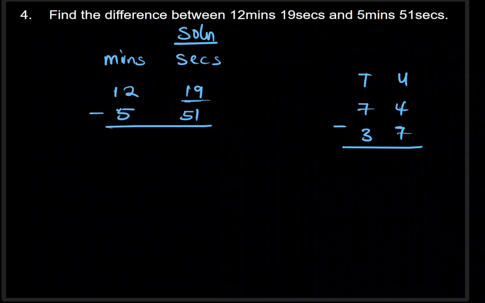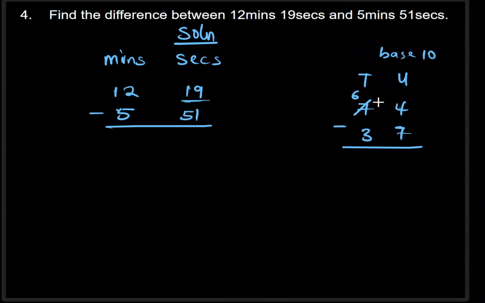Now please, I need your close attention. When you borrow 1 from here, remember the base we are dealing with here. We are dealing with base 10. Don't forget base 10. So when you borrow 1 from 7 here, this reduces to 6.